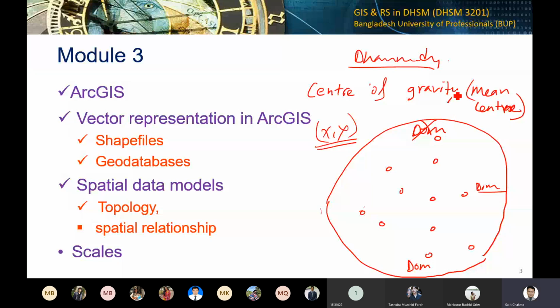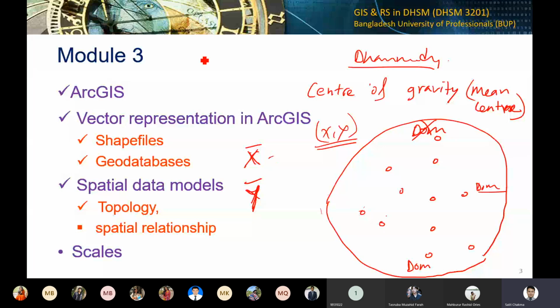And what's the mean center? Well, this is what I teach in masters. However, to put it simply, you take the coordinates of all these locations. So you get X and you calculate the mean of X coordinates and you calculate the mean of Y coordinates. So mean means average, all right? You calculate the average of X coordinates.